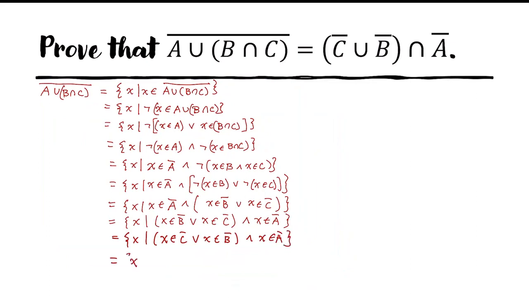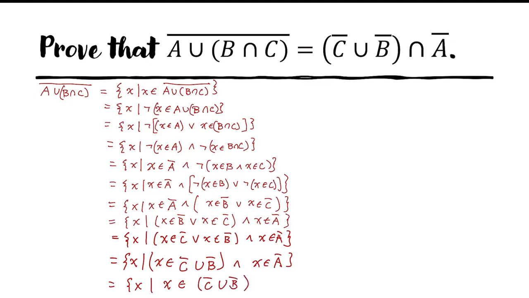So here we have x is in C's complement, or x is in B's complement. So that means C's complement union B's complement, and x is in A's complement. So you have x is in C's complement union B's complement intersect with A's complement. So that will give you C's complement union with B's complement intersect with A's complement. Any questions here?